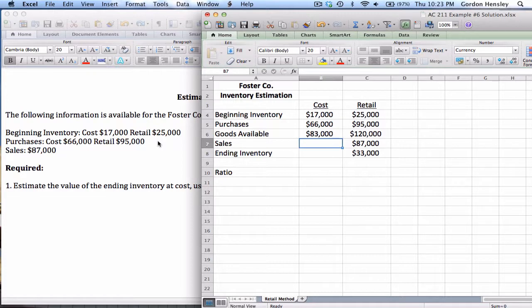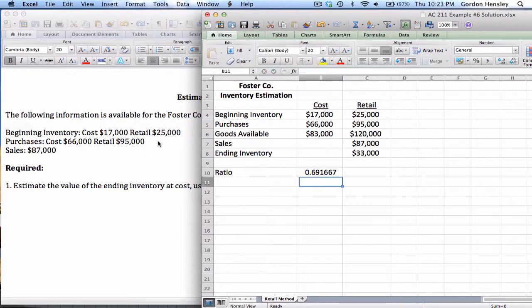So the way we do this is based upon a ratio. I'm going to calculate a ratio, and then I'll multiply that by the ending inventory at retail to get my estimate. So I'm going to go down here and calculate this ratio. Now we talked about this in our video lecture. What is the formula? The formula is goods available at cost divided by goods available at retail. So in this case, goods available at cost, $83,000, divided by goods available at retail, $120,000. I'm going to get a decimal answer.